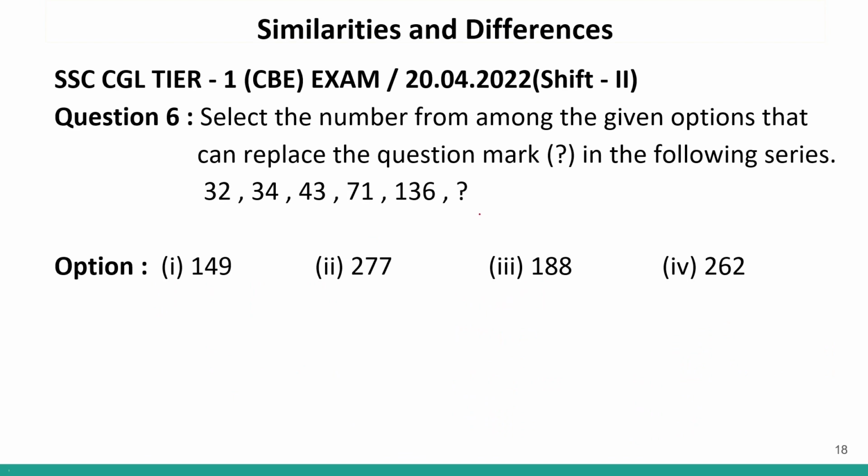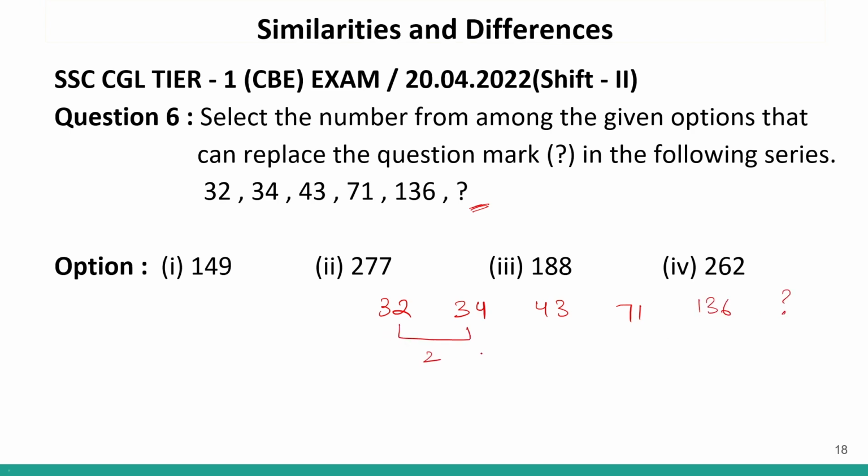in this particular question, we have to find which will fill this mark. So here I can see an increment of 2. Here there's an increment of 9. Here there's an increment of 28. Here there's an increment of 65. So again, I cannot make out any logic. So let us try solving it until and unless we find a logic. So this is 32, 34, 43, 71 and 136, and then we have to find the missing term.